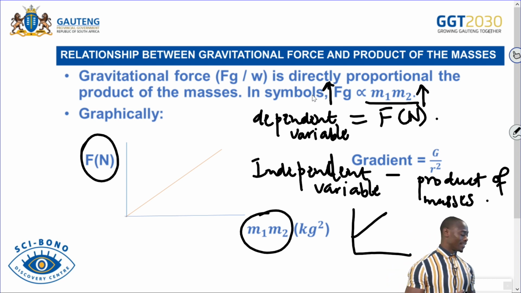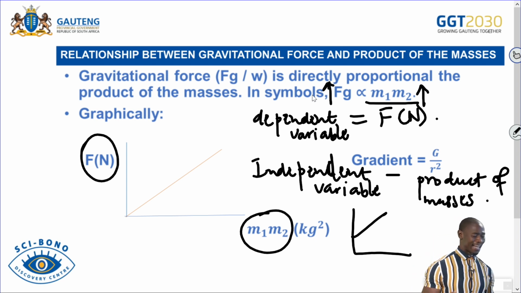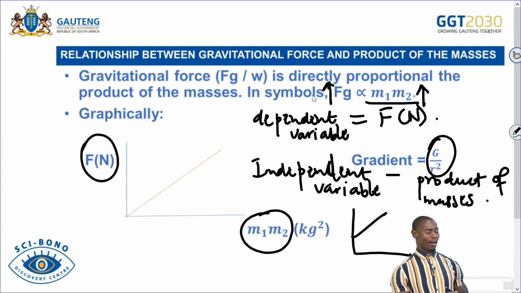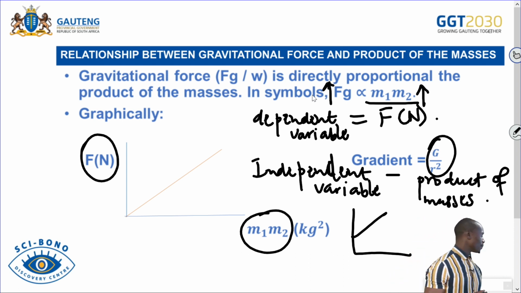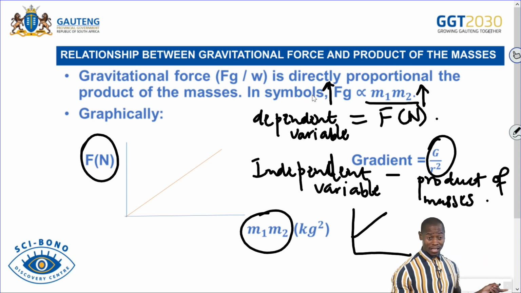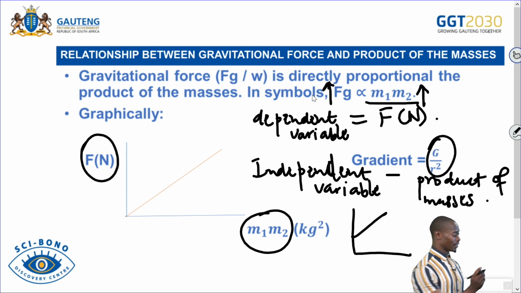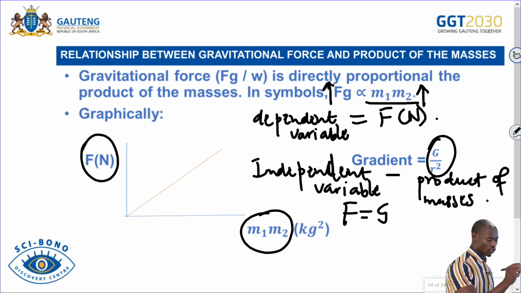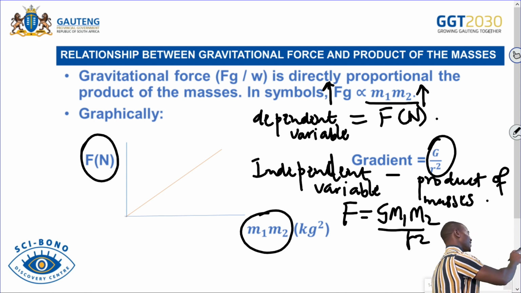All right. So what physical quantity does the gradient of this graph represent in this case? It represents G over r squared. Where is this coming from? Look at our graph. We have gravitational force and the product of the masses. Where do we get these two variables? From this equation: F equals G m1 m2 over r squared.